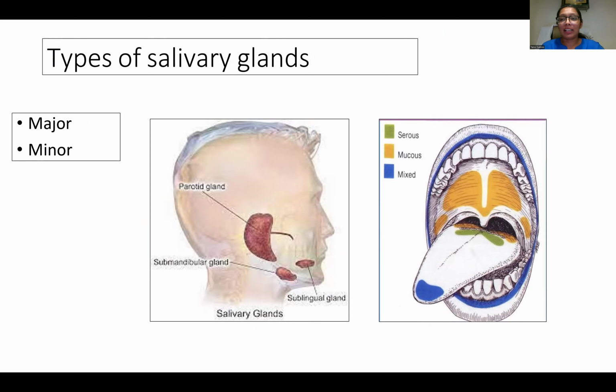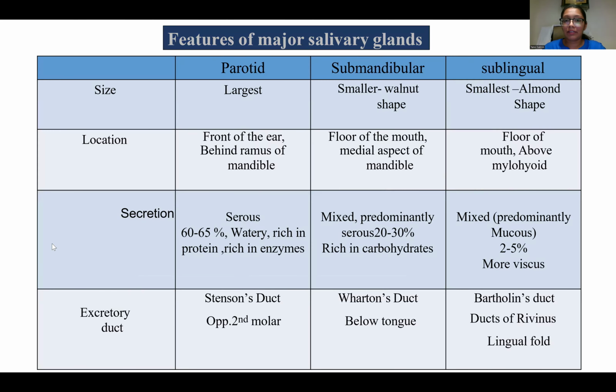Coming to the types of glands, as I said, the glands can be major salivary glands and minor salivary glands. So the major salivary glands are the parotid gland, the submandibular gland, and the sublingual gland. These are going to be present bilaterally and they are paired. The minor salivary glands are named based on their location. So coming to the major salivary glands, we have three types, the parotid being the largest and sublingual being the smallest in size.